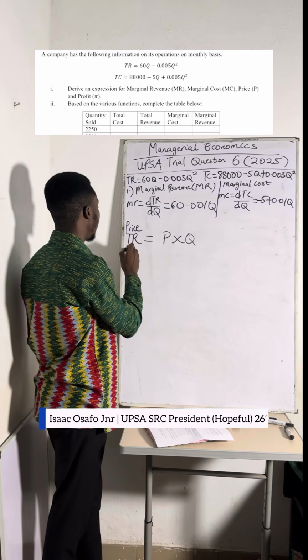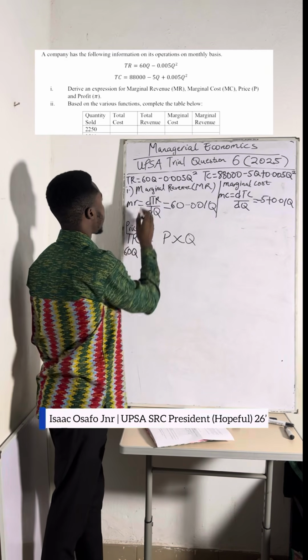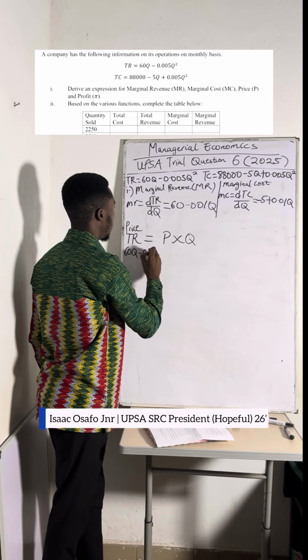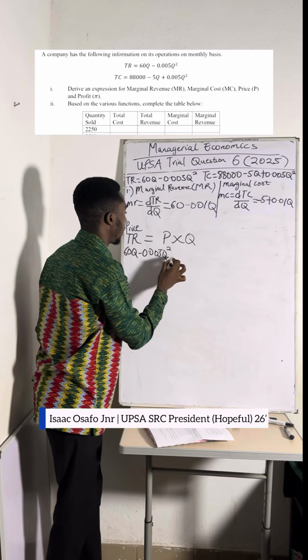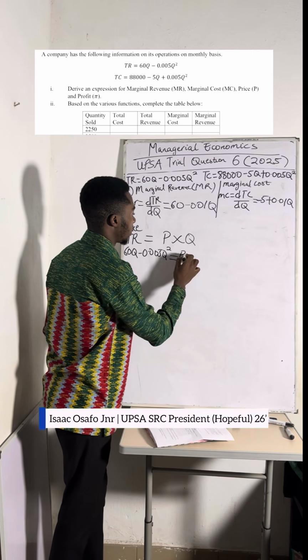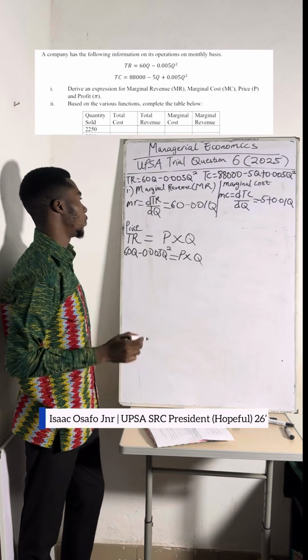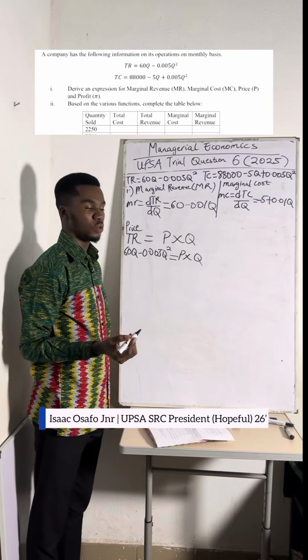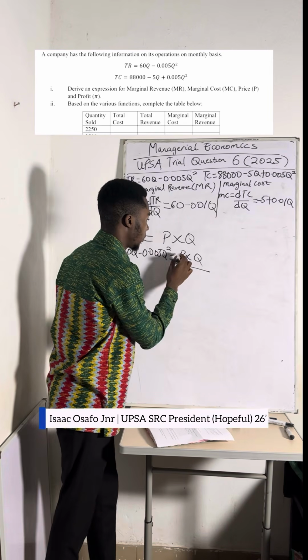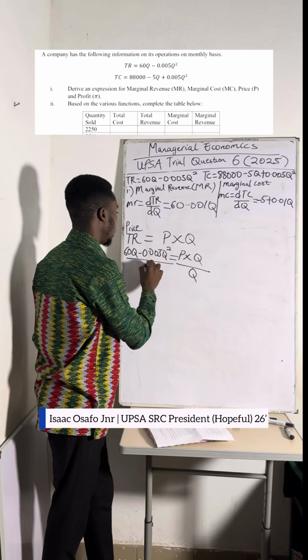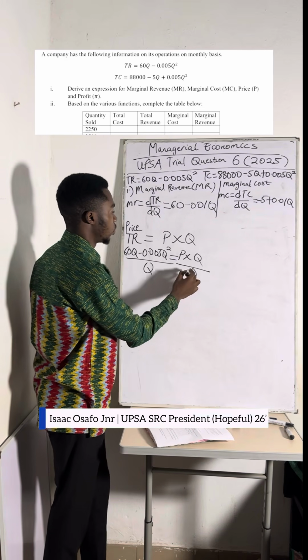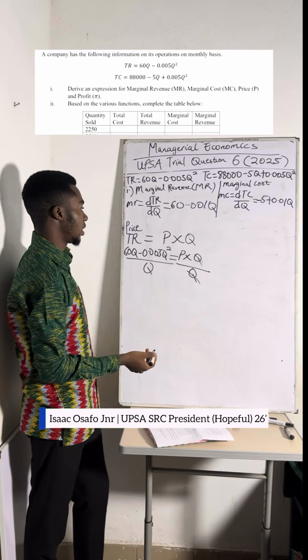Our total revenue is 60Q minus 0.005Q squared. Then we are saying this total revenue is equal to price times quantity, and we want to now find price. So what do we have to do? We have to divide both sides by what is multiplying the price, or the P, which is Q. We divide here by Q as well, so that P can stand alone. So this will cancel this. Now P is standing alone.